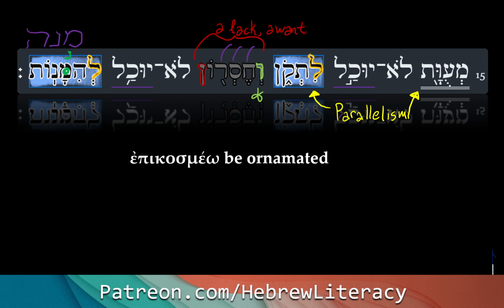מעוות lo yokhal litkon, a twisted thing or a twisted person cannot be straight. The chesron lo yokhal lehimanot, nor a lack and a lack cannot be counted.